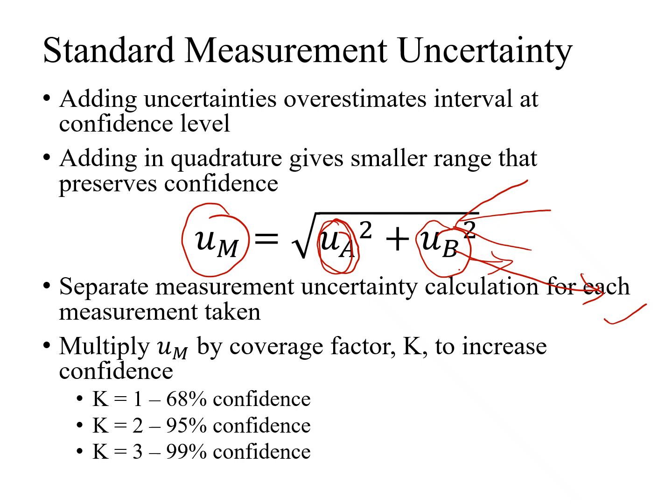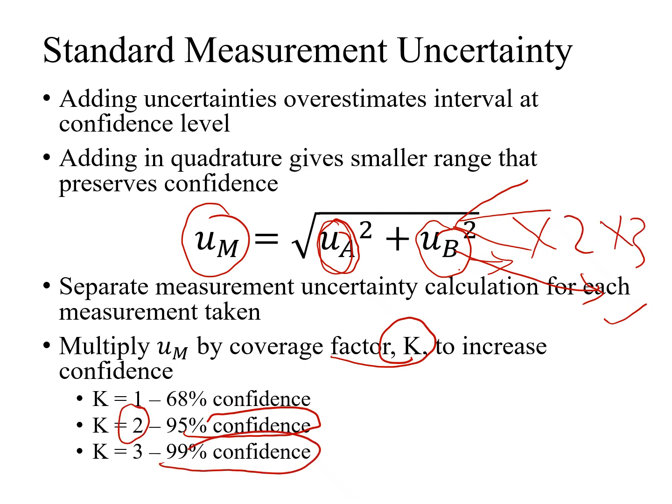The one which I showed was based on 68% confidence level, where we call the coverage factor K. If you want to increase the confidence level, then you need to multiply this by 2. K is 2. If you want to increase to 99%, then you need to multiply this by 3. But again, in our lab, we are doing everything at 68%, so you don't have to multiply by either 2 or 3. But in case you want to increase the confidence level, you can always multiply by this coverage factor.